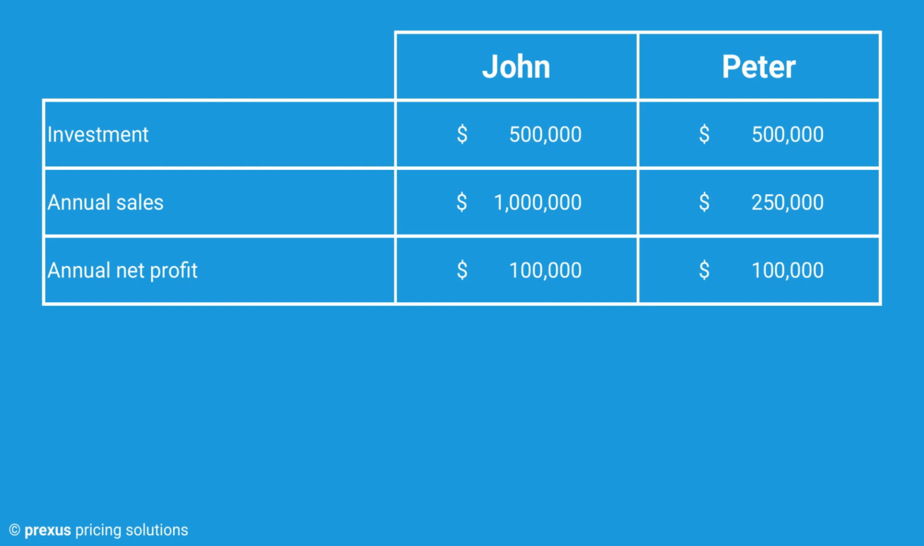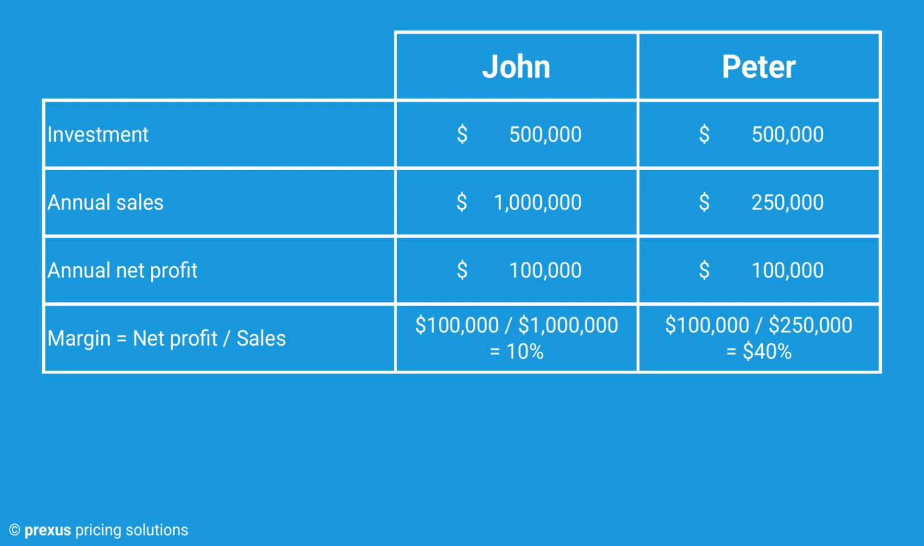per year. Peter, on the other hand, invests in a business that generates $250,000 in annual sales, with a net profit of $100,000. Which business is more profitable? From a margin perspective, meaning the relationship between profit and sales, Peter's business is much more attractive than John's because it has a margin 4 times higher.